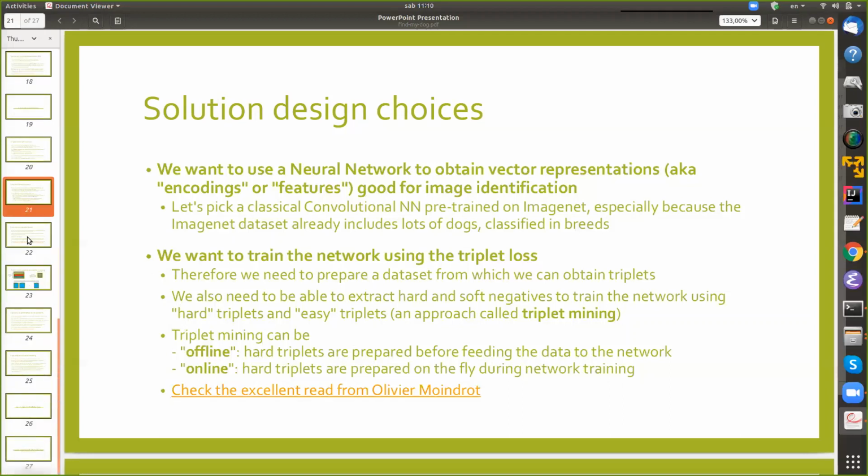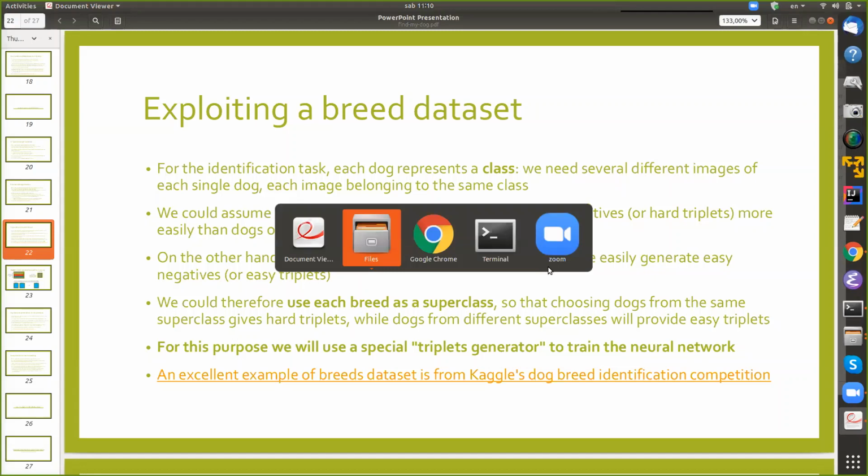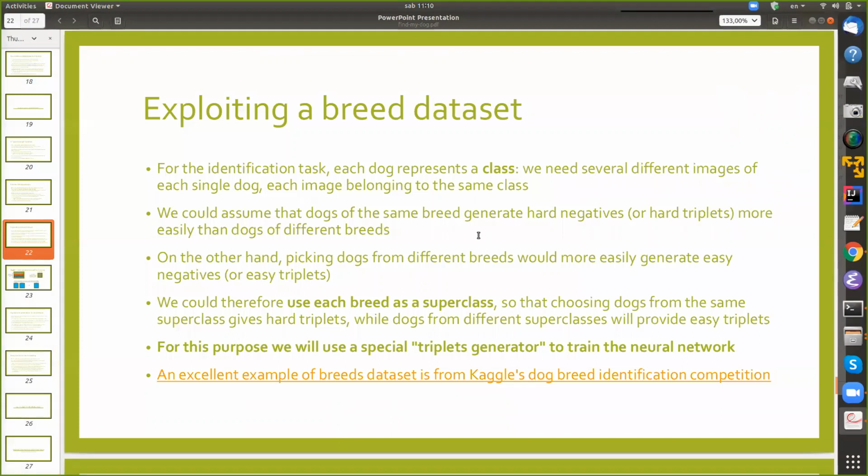So these are our solution design choices. Then we will need to create a dataset, as I have shown before when we checked the images in the directories that I prepared. Each dog represents a class. We need the different images for each dog.